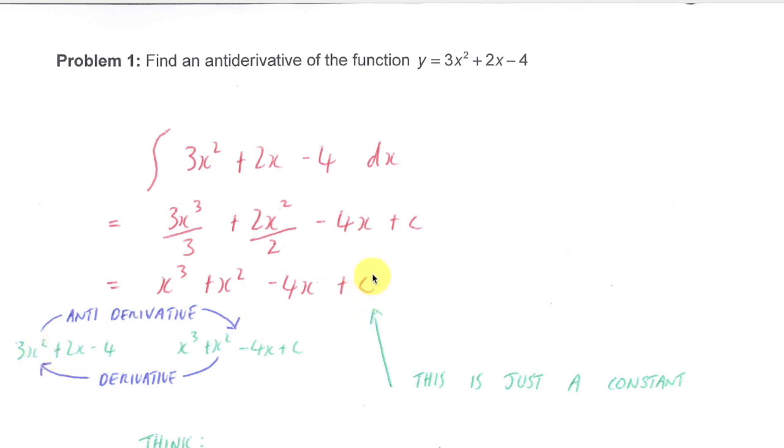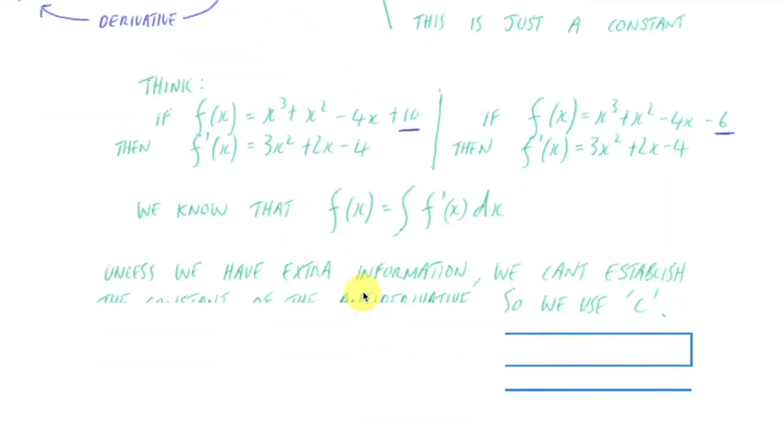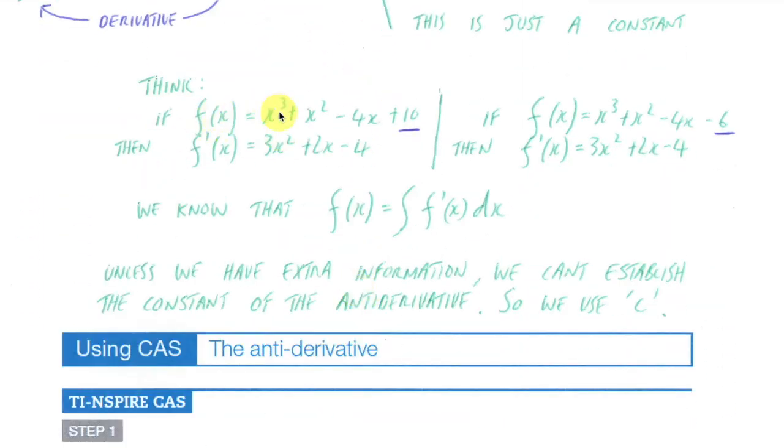Why on earth are we adding this c? Think of this situation. If I have f of x equaling x cubed plus x squared minus 4x plus 10, I'll get this as a derivative. If I now take a different f of x where the constant is negative 6 at the end, and then take the derivative of that, I'll get that as the derivative. Notice that these two are exactly the same.